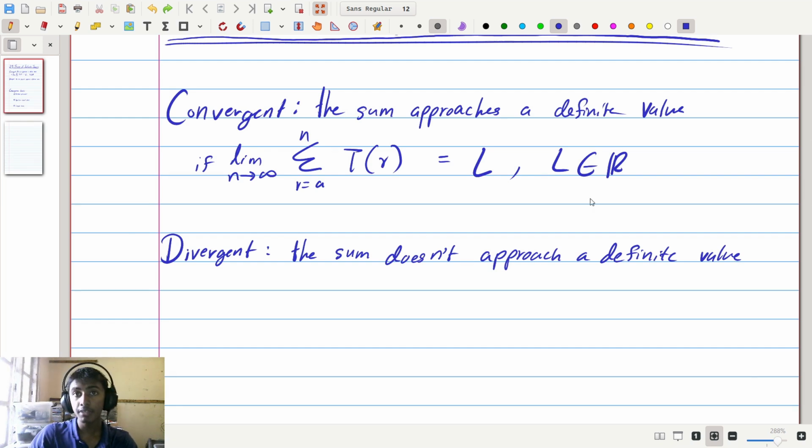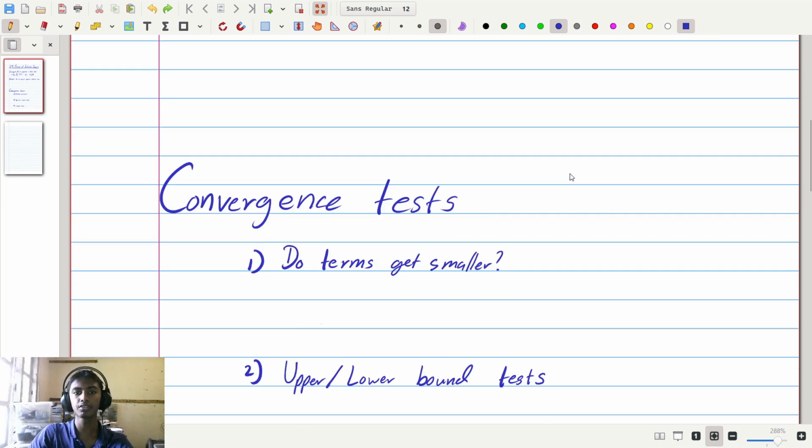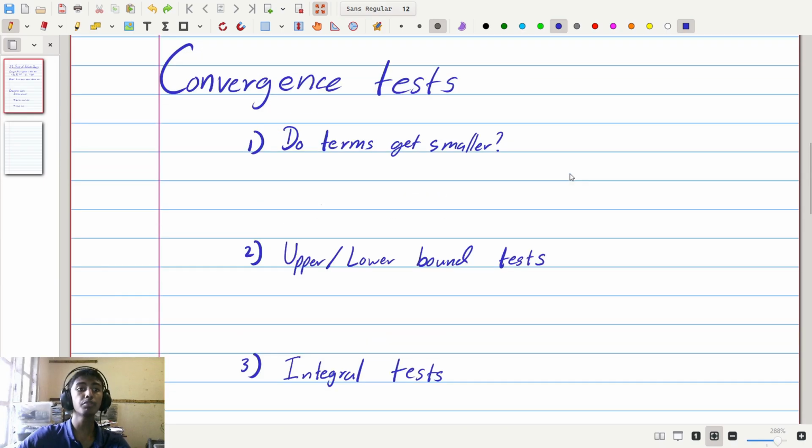We can test for the convergence of a sum in many different ways. Here are 3 simple examples of convergence tests that we can use to find whether a sum is convergent or divergent. The first one is to check whether the terms get smaller. If the terms don't get smaller, as in they are either equal to each other or they get bigger and bigger, then we can say that the sum is going to be divergent.